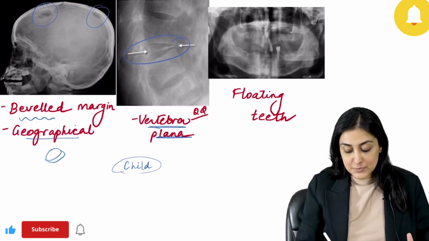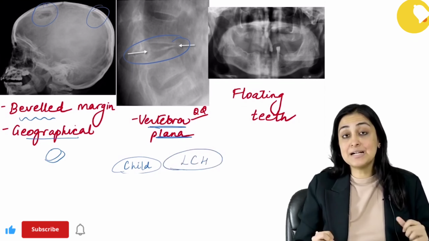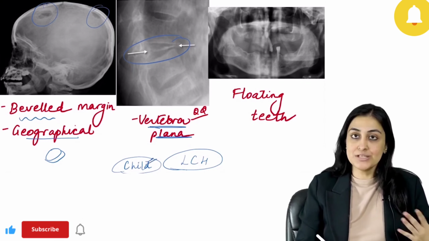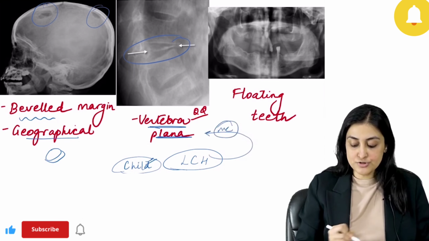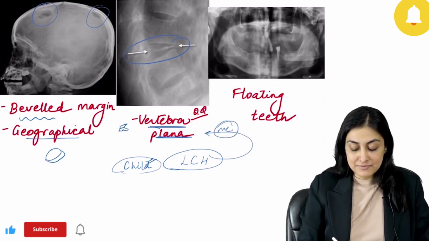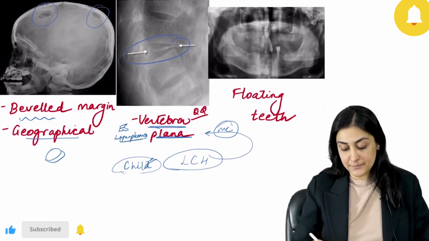Remember, the disease that we are talking about is Langerhans cell histiocytosis. It's a multisystemic disorder which affects predominantly children, causes these bony destructive lesions, and LCH happens to be the most common cause of vertebra plana in children. Apart from that, any other lesion like Ewing sarcoma or lymphoma, leukemia, any destructive lesion can cause vertebra plana.